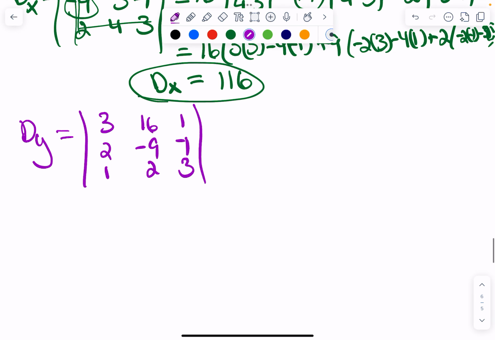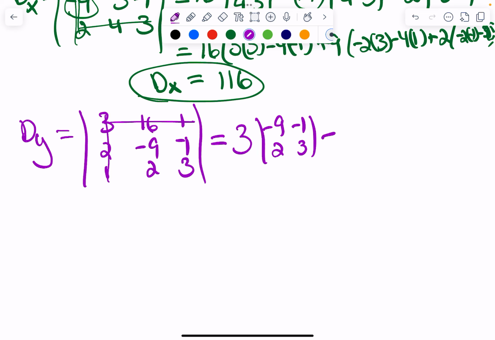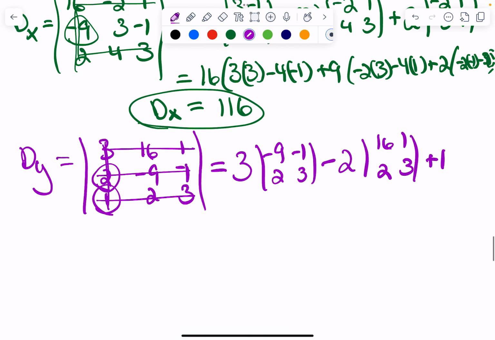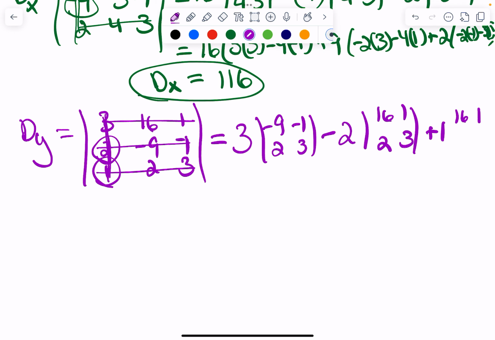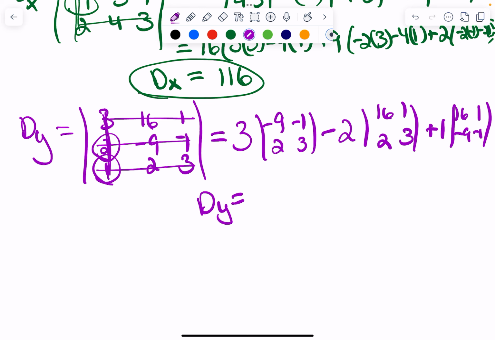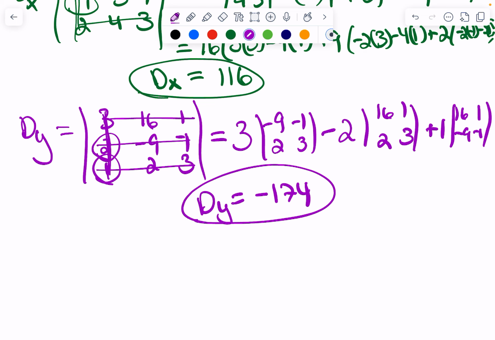And we're going to go ahead and take the 3 and then exclude the column and the row where the 3 is: negative 9, 2, negative 1, and 3. Subtract, taking the next one, which is 2, and excluding the row and the column where the 2 is: 16, 1, 2, and 3, plus 1, excluding the row and the column where the 1 is: 16, 1, negative 9, negative 1. Okay, when we do all the calculations, we get negative 174 for d of y.